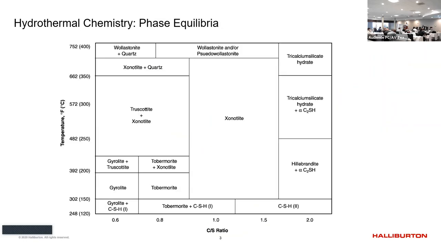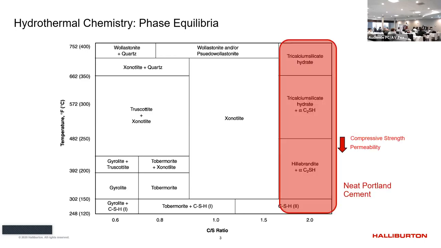Another way to look at that, instead of a chemical reaction, is more like a chart. I have to use charts with the engineers I work with because they don't like to see chemical reactions, right? So this generally helps. Up here on the x-axis, you have the calcium to silica ratio, and anything above about 1.8-ish, you get into that. Now this is all for neat Portland cement, of course. You get into that bad zone.